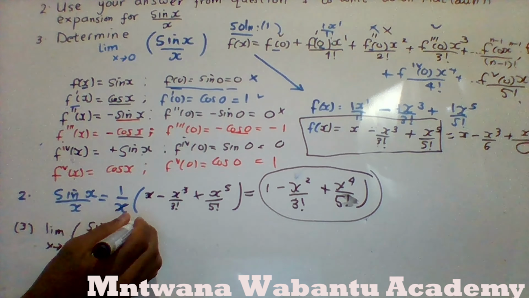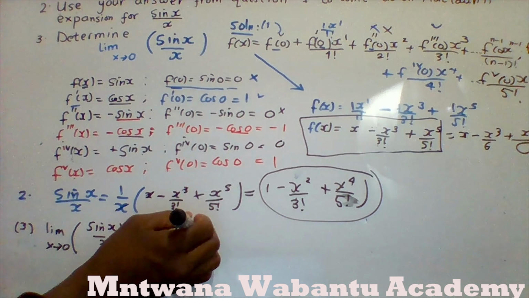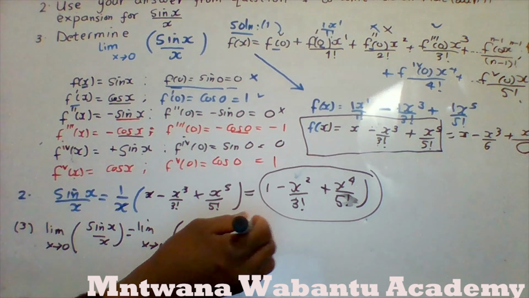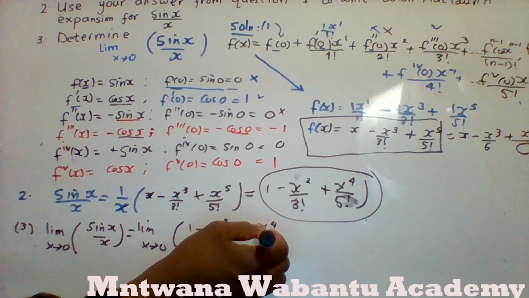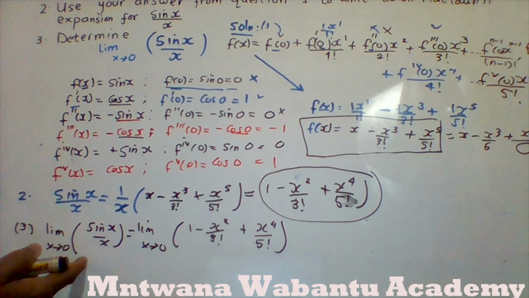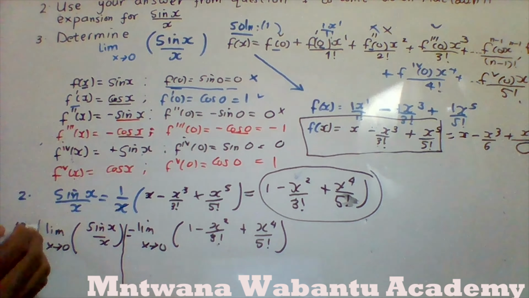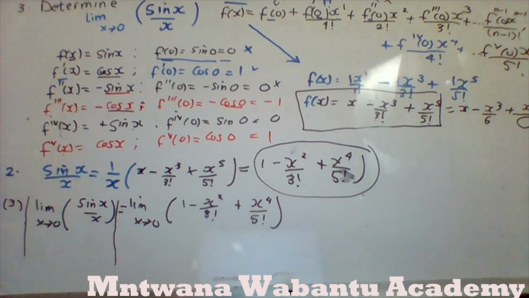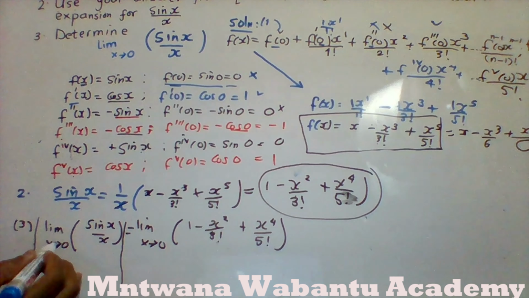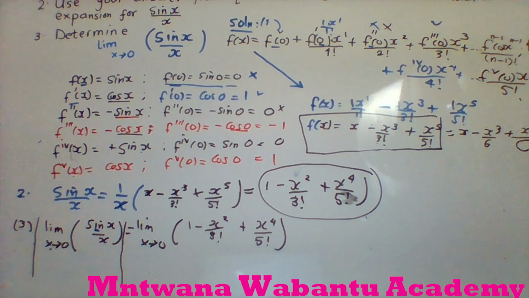Or if I don't want to write it like this, this is the same as the limit as x approaches 0 of 1 minus x squared over 3 factorial, plus x power 4 over 5 factorial. I can solve this or that one. Let me start solving this using L'Hopital's rule. Before you do L'Hopital's rule, let's try to plug in. When x equals 0, this is going to be 0.